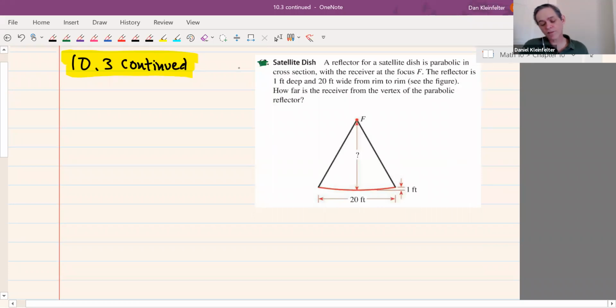It says a reflector for a satellite dish is parabolic in cross-section, and the receiver is at the focus F. The reflector is 1 foot deep and 20 feet wide from rim to rim, as shown in the picture. Based on this, we want to know how far the receiver is from the vertex of the parabolic reflector. So we want the length marked off by the question mark.